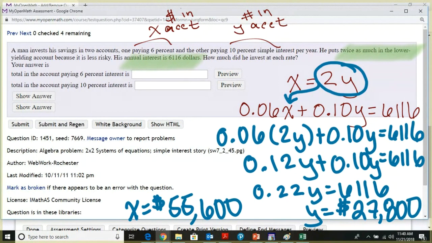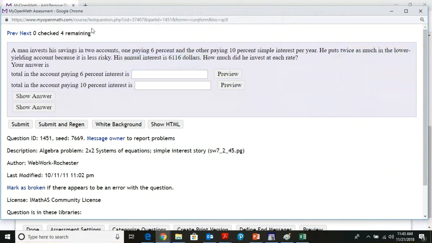And it says his annual interest was $6,116. So he gets 6% of that 55,600. And then he gets 10%. I'm just checking. I always like to check. So 10% of that would leave him with $6,116. So perfect. So let's just put these in. So we got 55,600 and 27,800.